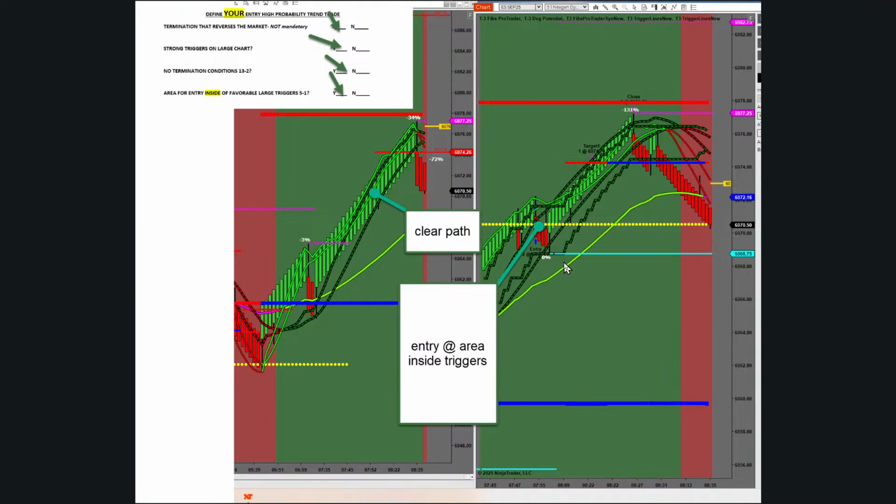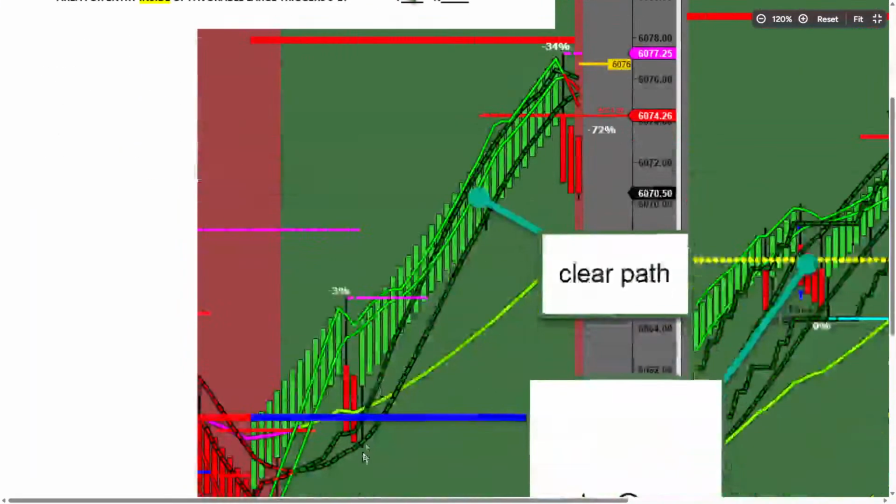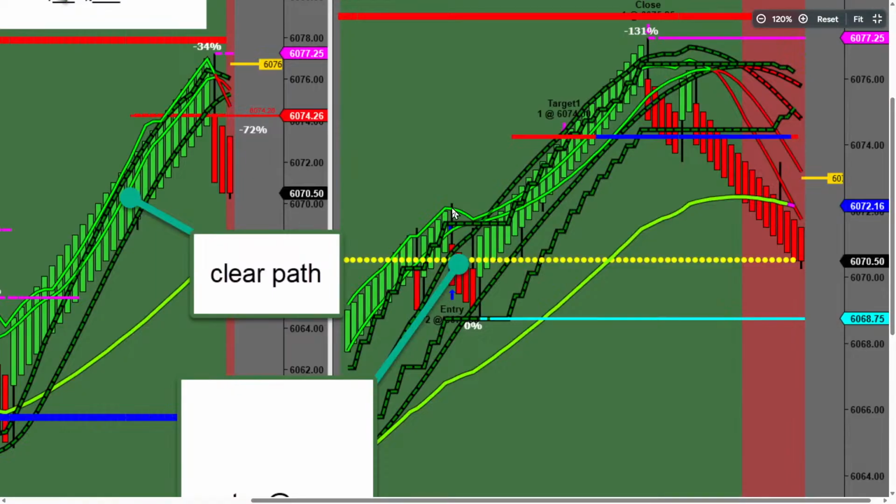And I'm just going to give a little lesson here, guys. As you look for entries, the rules say you're going to buy a pullback to an area inside of triggers. One of the things that happens is if your pullback dissects the area, that area is kind of out of the equation.